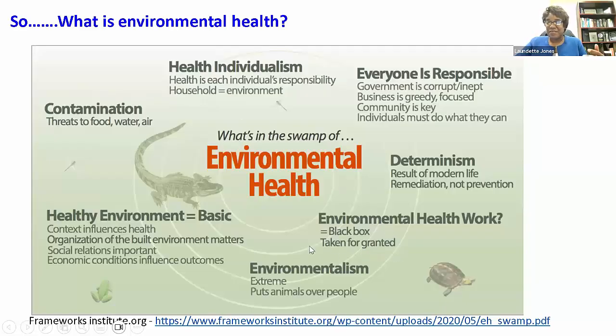But there's also persons who look at the environment as the black box. How does it work? What are environmental health persons trying to do? And some people take it for granted. And then there's others who, up here in the top corner, say yes, everyone is responsible. And some who are against the government and the business and you name it. But many people come from really a lot of different directions when the topic of environmental health is discussed.